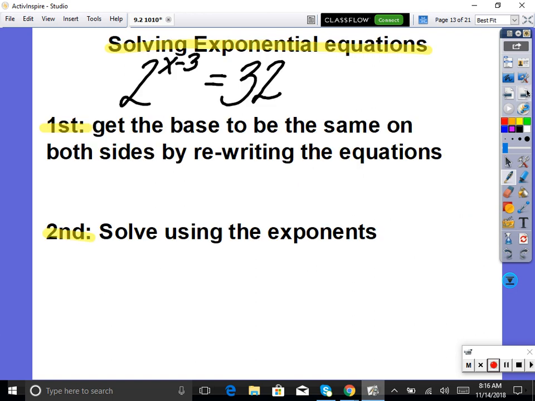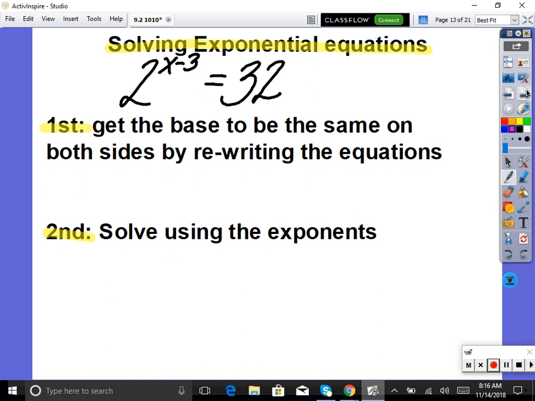Okay, writing this down. Solving, these are when it gets fun. I love solving equations, okay? So solving exponential equations. Now what we're doing is we're going to find a value for x that will make this a true statement. So these are the steps we take.